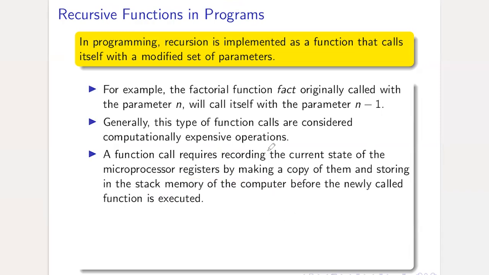So every time you call fact with a parameter, this will happen. Let's say you started with fact and the parameter n. Now when it gets executed and within that you call fact with n minus 1, you basically stop whatever you are doing, store the state to the stack, and execute that function. So this way it will keep on creating a stack of function calls, right?